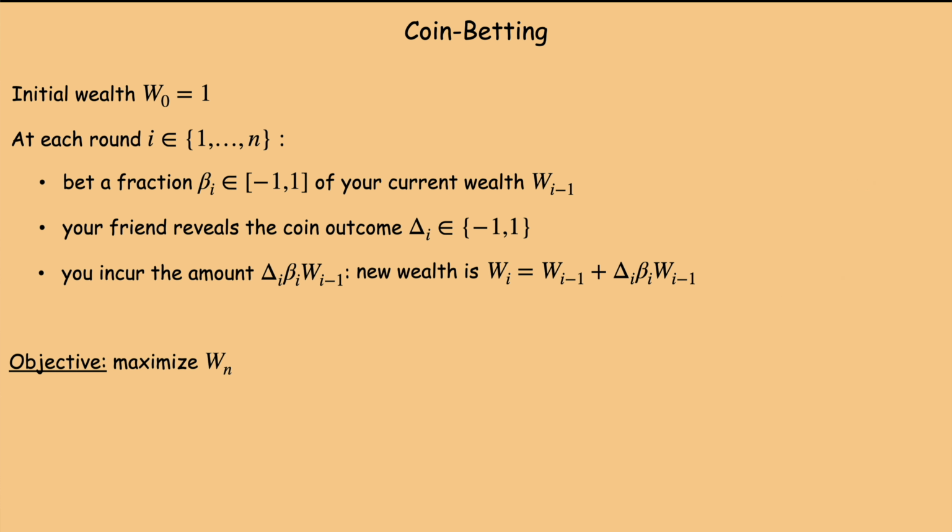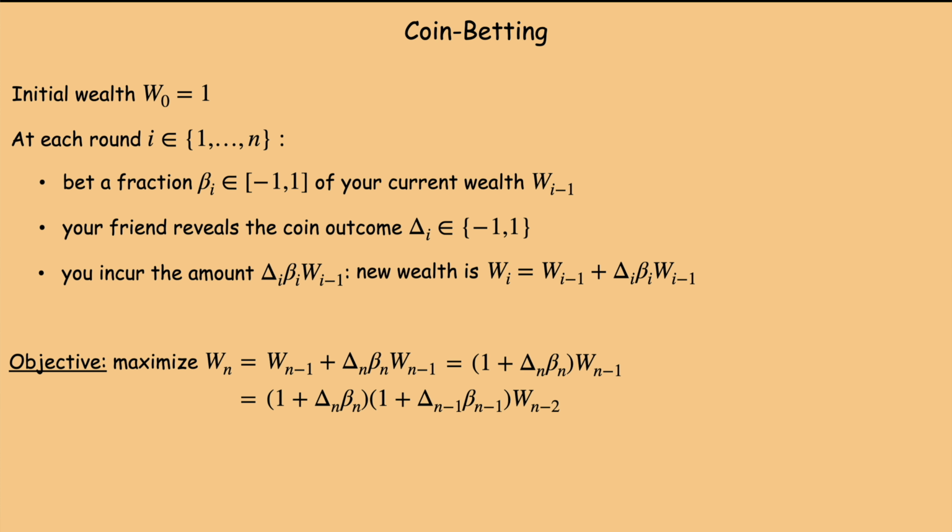You want to find a strategy beta 1, beta 2, up to beta n to maximize your wealth Wn at the end of the game, which, following the above formula, writes as this. And then we can apply the same formula to W n minus 1, which writes as this. And so on, giving the following formula for your final wealth Wn.